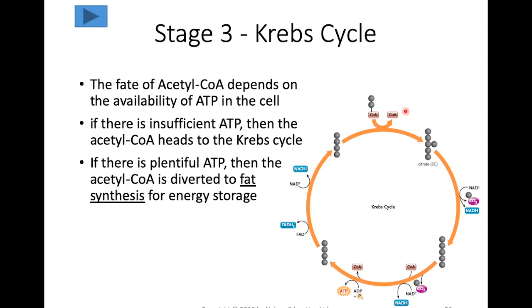Now we're going to look a little bit later on at a process known as beta oxidation, where your fatty acids can be broken down into 2 carbon pairs, ultimately creating new acetyl-CoA molecules. So in that way, once acetyl-CoA has been stored up in our fats, we can also harness that energy storage to be able to feed directly into the Krebs cycle.